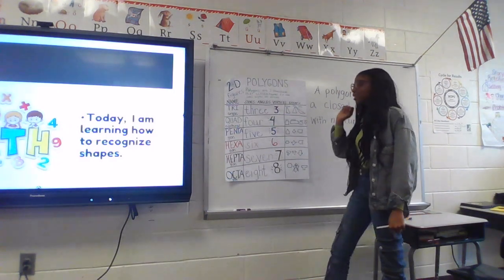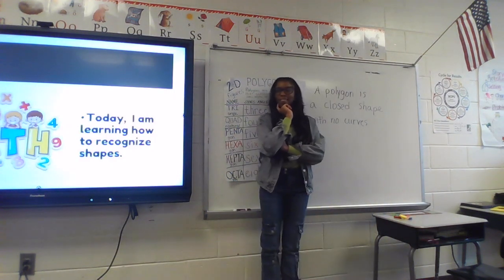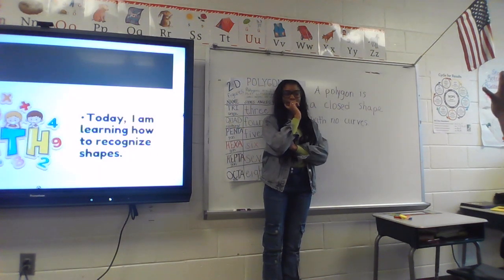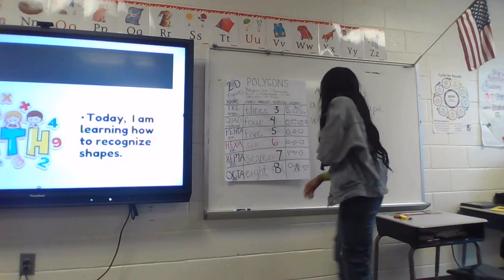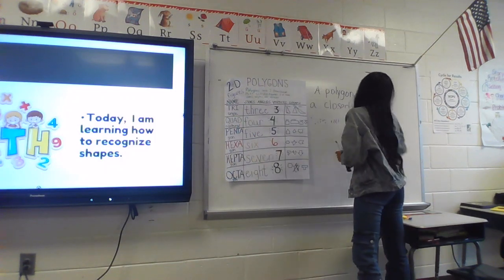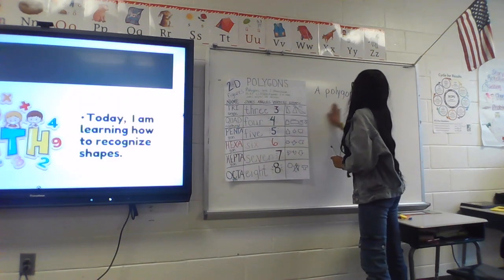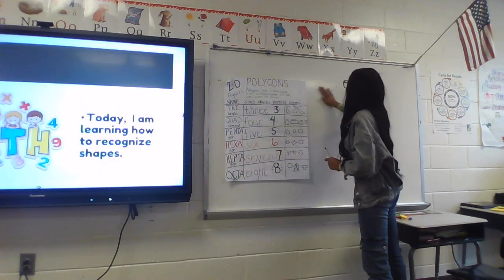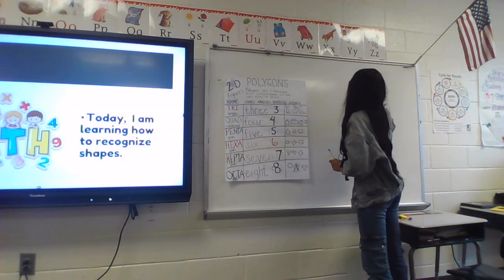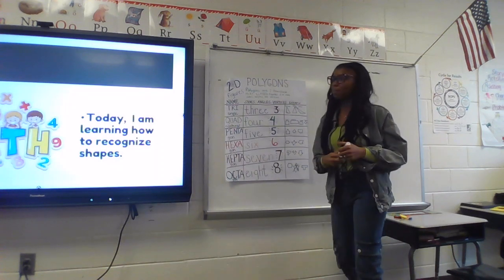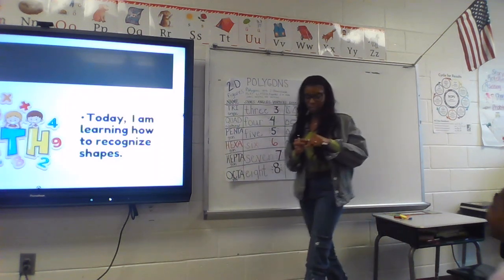4 sides. What shape can you think of that has 4 sides? Think of a shape, Messiah. A square, what else, Elijah? A rectangle has 4 sides. I'm going to pick somebody to come and show me a different shape other than a square and a rectangle that has 4 sides. Who can come and draw a shape that has 4 sides? Come on, Lennox.